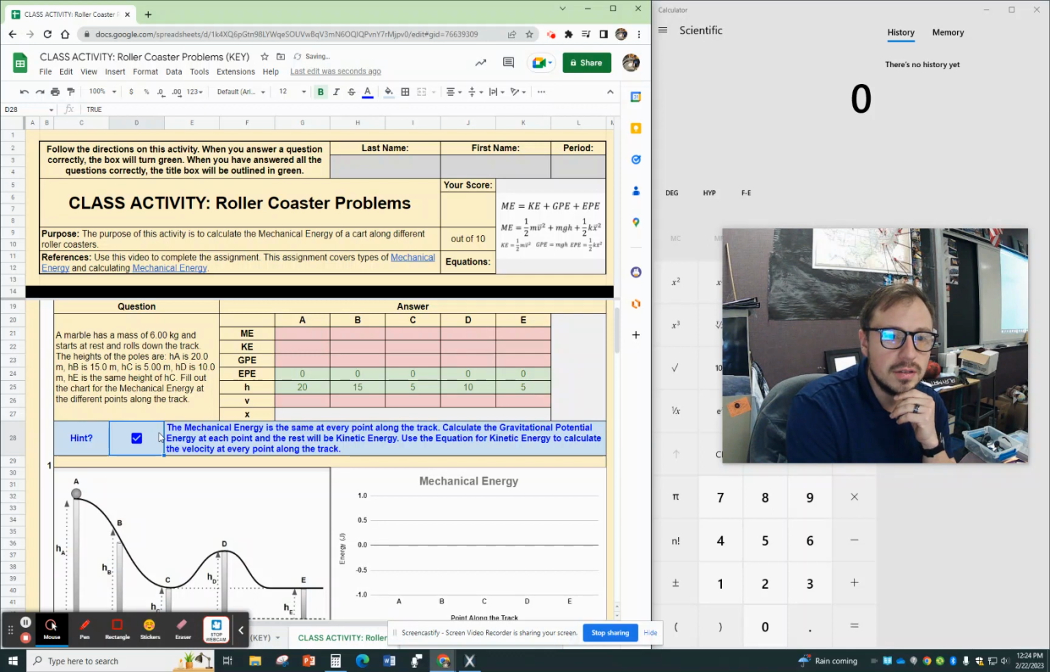Now, I give you a hint here. The mechanical energy is the same at every point along the track. Remember, you cannot create or destroy energy. Calculate the gravitational potential energy at each point, and the rest will be kinetic energy. So let's take a look at point A.